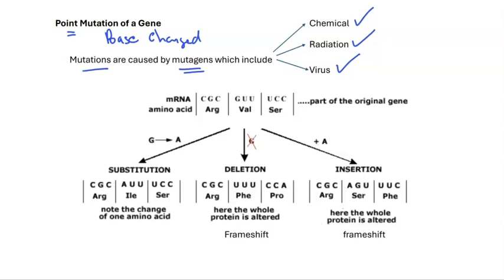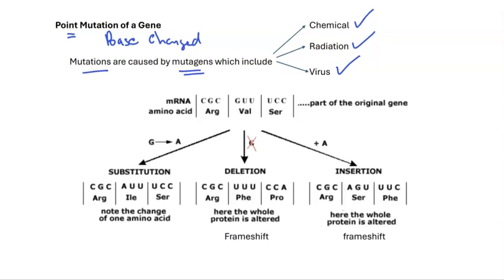So what we're interested in here is, how does a base change the protein? We have here a genetic messenger RNA sequence, CGC, GUU, UCC, and this codes for the amino acid sequence arginine, valine, serine. So this is the original. Now, point mutations can be of the type known as substitution. In other words, we're going to swap one of the bases, and in this particular case, we're going to swap in an A for the G.